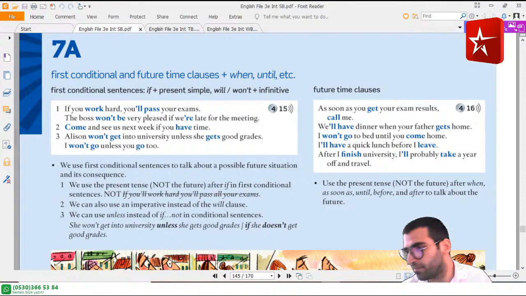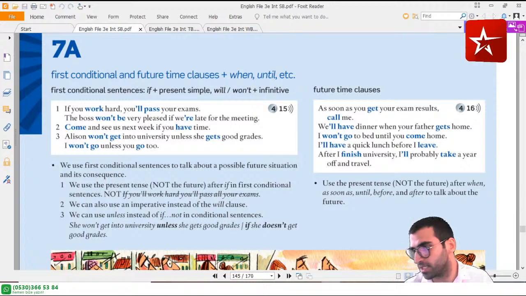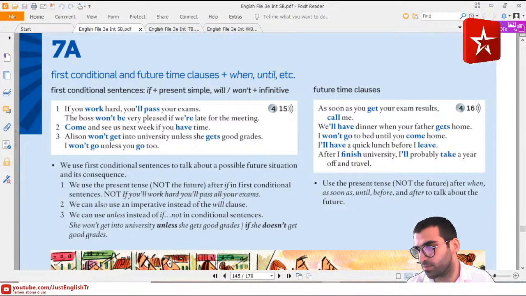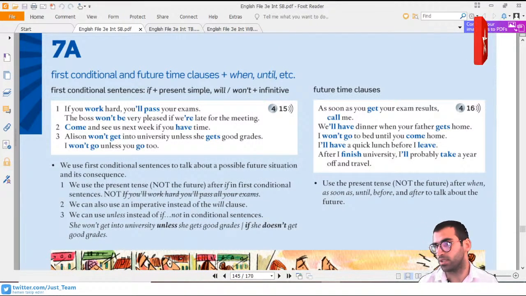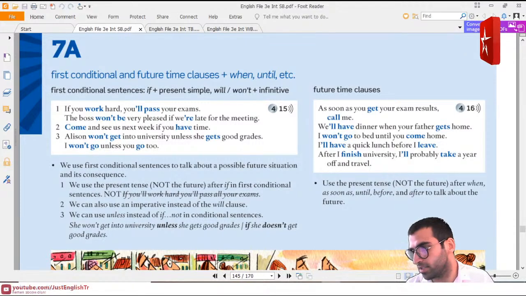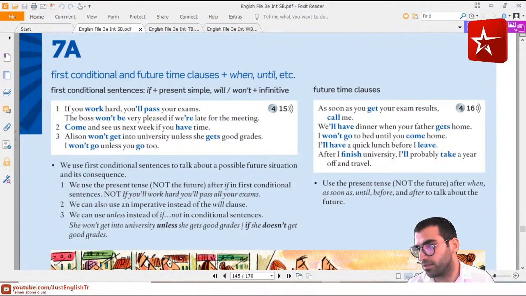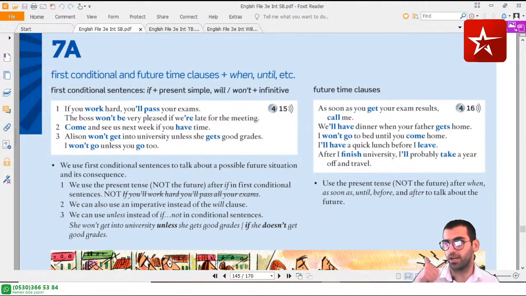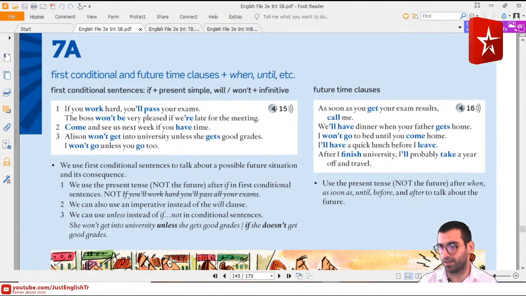So if everybody is ready for today's lesson, I'm gonna start to explain the grammar in more detail. So if everybody is ready, we can start. Do you feel ready, guys? Are you ready? Great. So hi Naz, hi Melek, hi Sıla. All right.